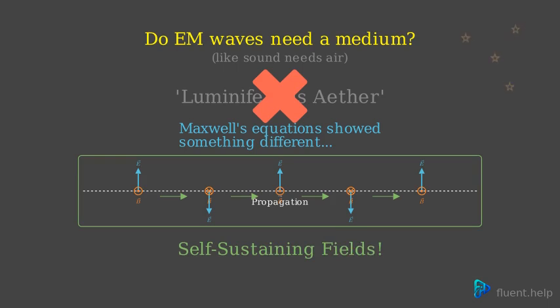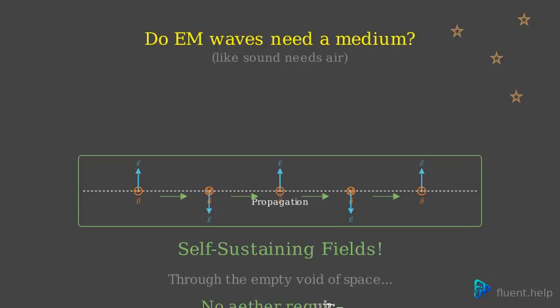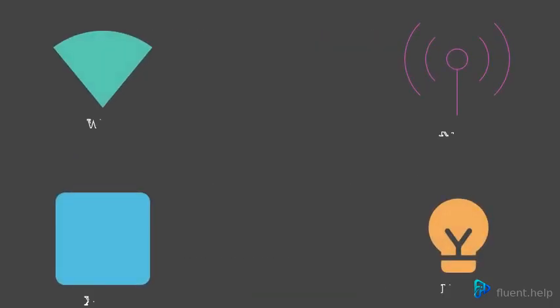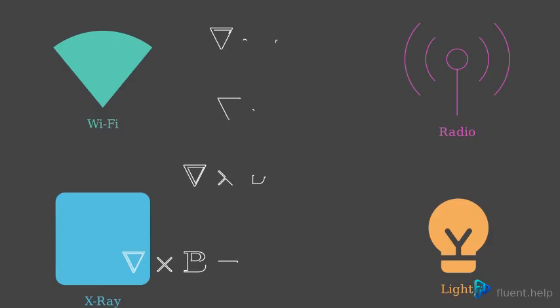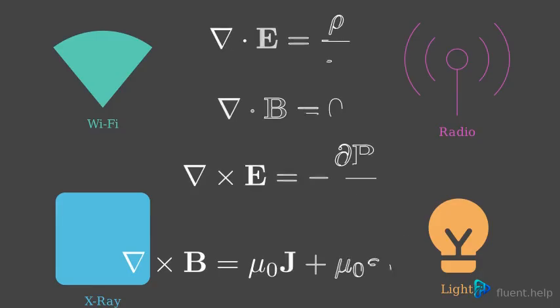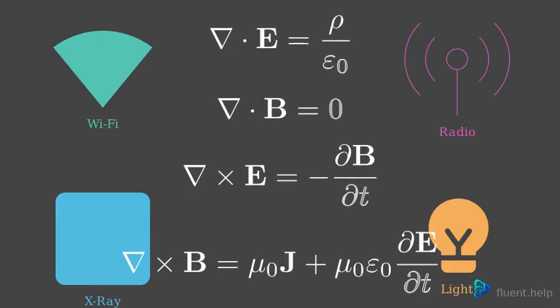This is why light can travel from distant stars through the empty void of space to reach your eyes. No ether required. From the Wi-Fi in your home to the X-rays in a hospital, Maxwell's 4 equations govern it all. They are a testament to the power of mathematical symmetry and physical intuition. I hope this deep dive helped you see the beauty behind the symbols.